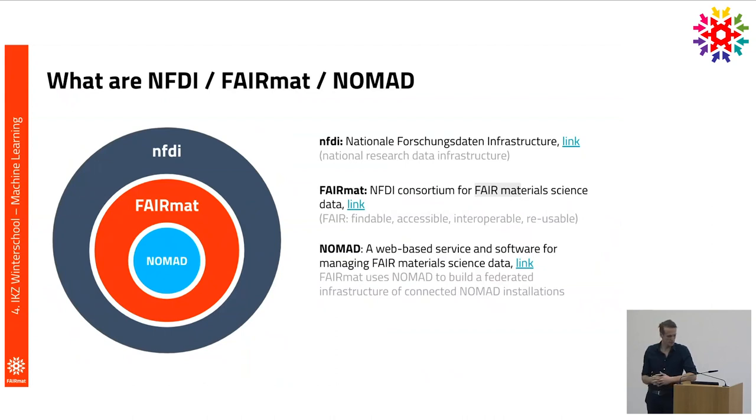So FAIRmat, the acronym, basically consists of FAIR, which stands for findable, accessible, interoperable, reusable, the core set of principles of what properties we would like to have for our data, and then MAT for material science, right, for material in the name.